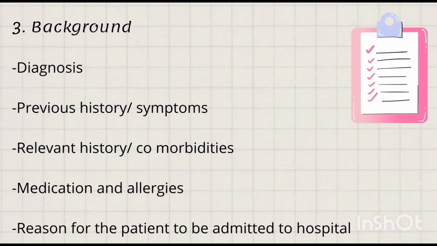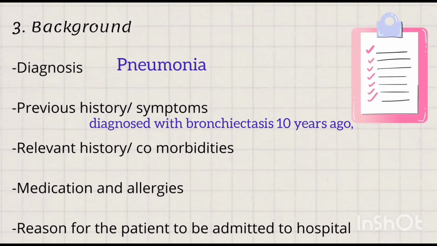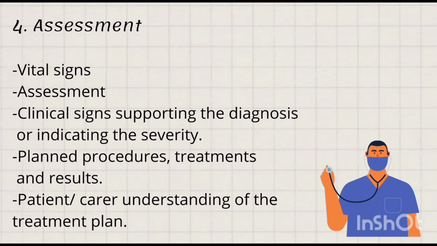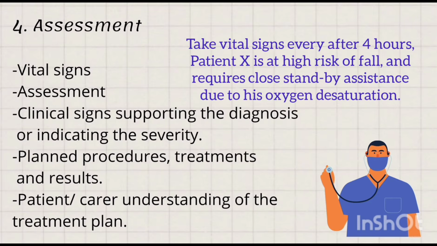Then the background. State the diagnosis, previous history or symptoms, relevant history or comorbidities, medications and allergies, and reason for the patient to be admitted to the hospital. Then the assessment. State the vital signs and trend, assessment, clinical signs supporting the diagnosis or indicating the severity, planned procedures, treatment and results, and patient or carer understanding of the treatment plan.